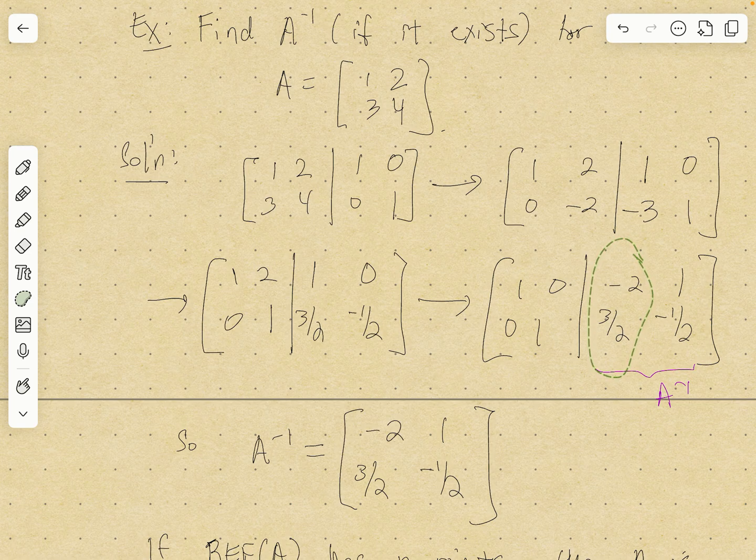this matrix is what you need. The first column, when you do A times the first column of A inverse, you should get the first column of the identity matrix, and so on for the other columns. So that's how you find the inverse. That's the algorithm, and this is why it works.